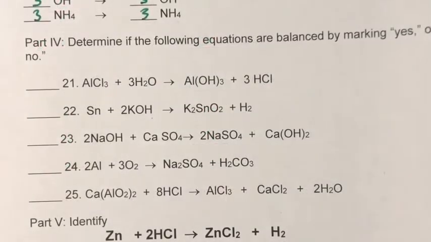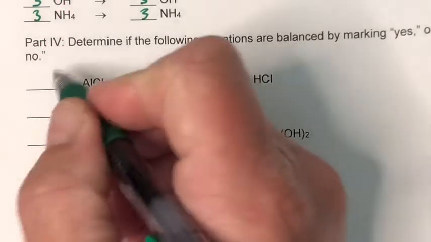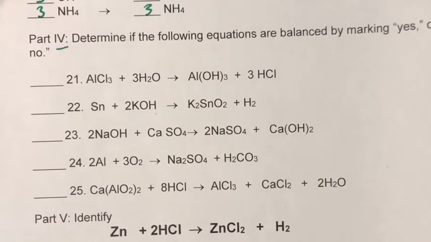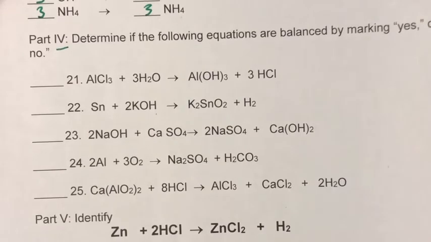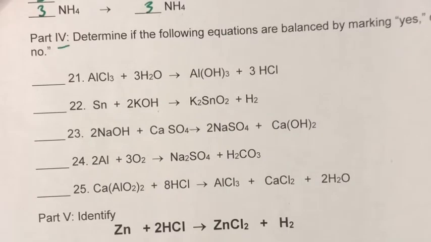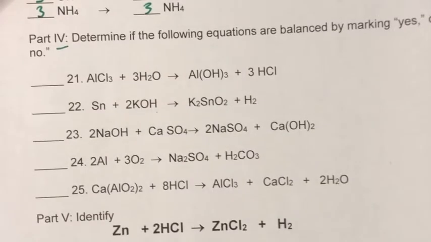Okay, this is part 4. That's IV for you non-Romans. Okay, here we're going to look at some chemical equations, and some of them are balanced and some of them are not balanced. Remember, chemical equations should always be balanced. So, as soon as we find something that does not match up between the products and the reactants, we're going to say no.